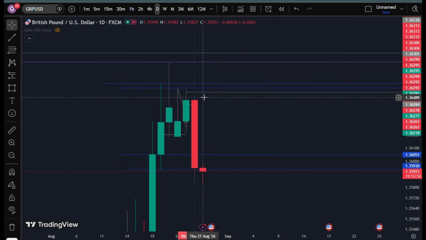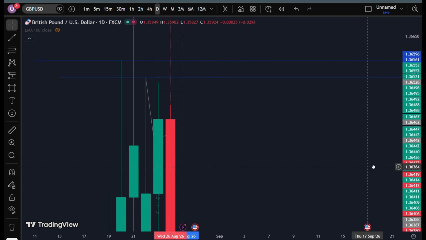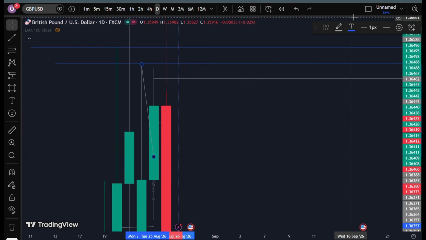So today we are going to be analyzing GBPUSD for the 26th August 2026. That's for this candle. Remember I told you the other day that we refused to take out this high. So this daily candle was very weak.